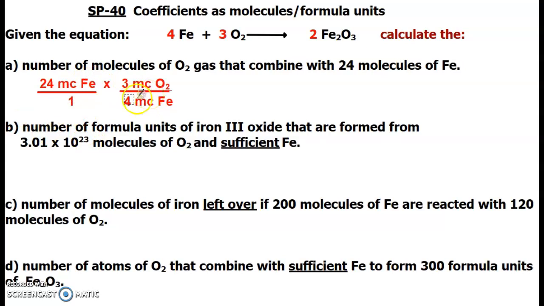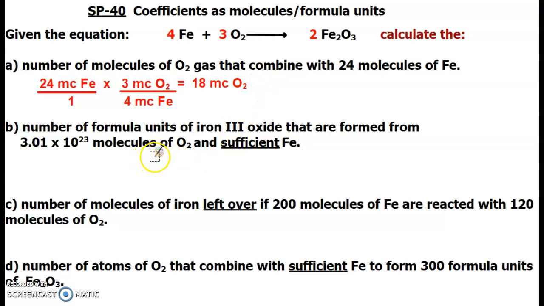So now let's just do the math. This one you can do in your head. 24 divided by 4 is 6, and 6 times 3 should be 18. And so the answer here is 18 molecules of O2. All right, let's try B.